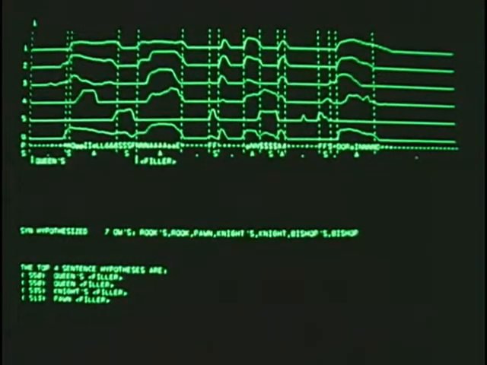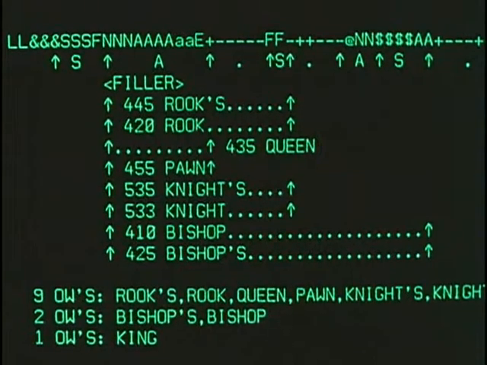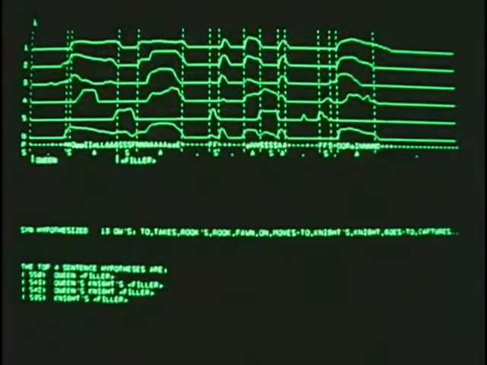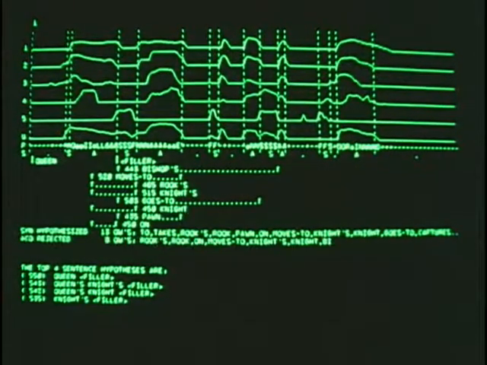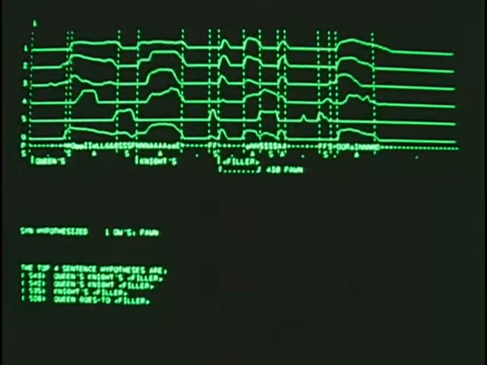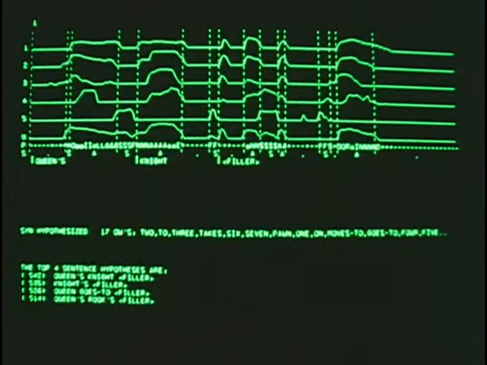As the recognition process continues, the correct word, knight, gets only the second highest rating after knights. Thus, the correct sentence ends up as the third best choice to be tried. We now go through a couple more cycles where the incorrect paths are rejected and we get back on the right path.